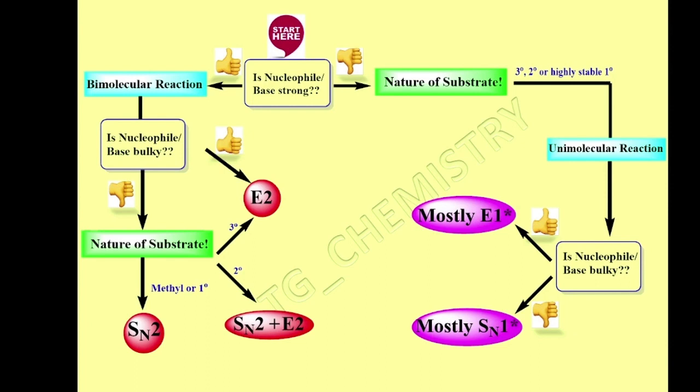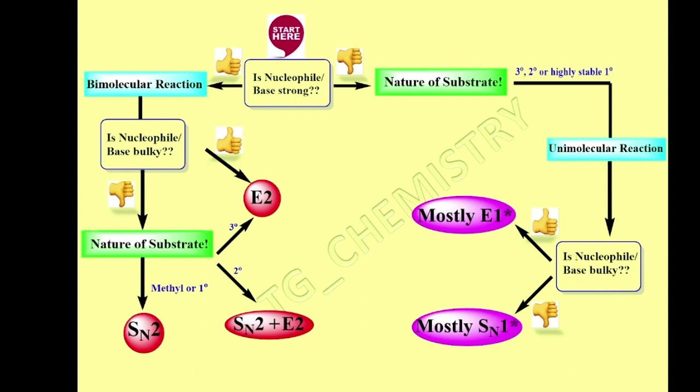Okay, now we know that SN1 and E1 are grouped together because they always occur together. If the leaving group dissociates first, there is an equally likely chance of the nucleophile attacking, so it follows the SN1 route, or the base pulling off the beta hydrogen can lead to the E1 pathway. So that is the case, mostly E1 and SN1, in terms of nucleophile and base bulkiness.